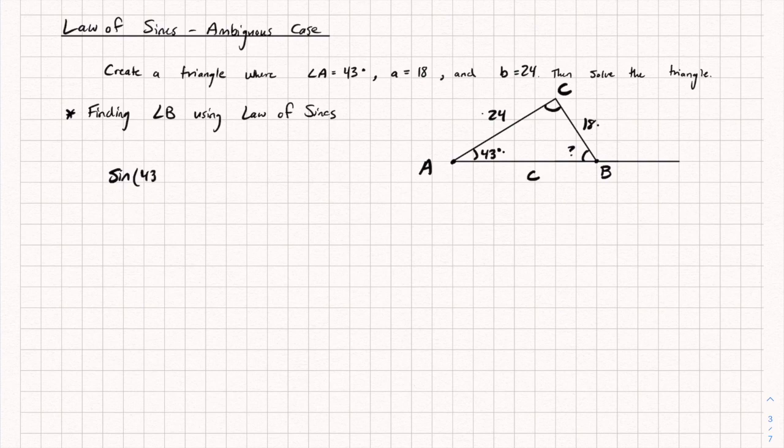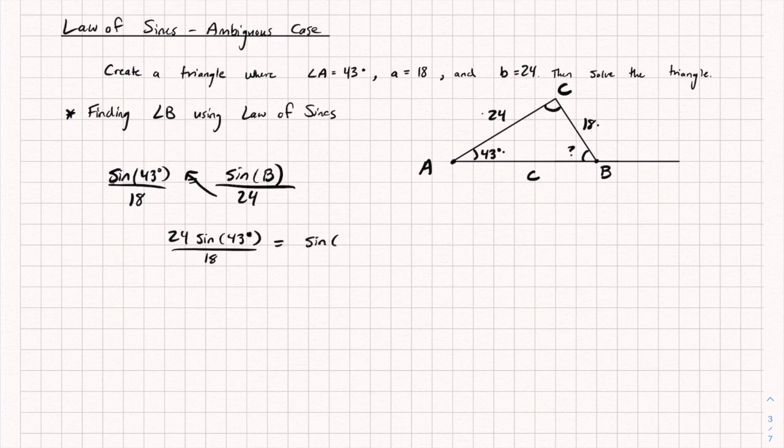So I'm going to set up my law of sines here, where I have sine of angle A over little a, which is 18. This is equal to sine of B, which I don't know yet, divided by its side, which would be 24. Now, because I'm solving for B here, I need to get sine of B by itself first. So I'm only going to cross multiply in one direction. I'm only going to bring the 24 over. So I get 24 sine of 43 degrees divided by 18 is equal to sine of B.